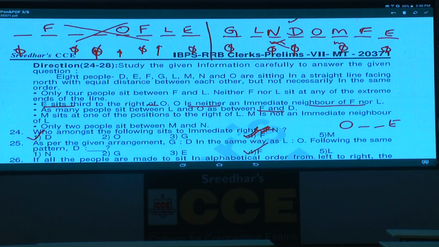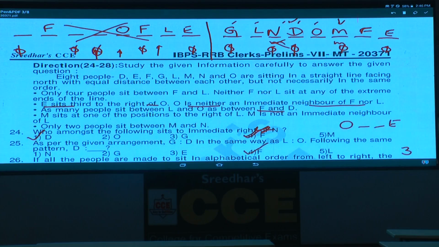D, E, F, G, L, M, N and O. How many persons remain in the same place? Only 1 person. Who is that person? M. Only 1, that is choice 3, and 26 it is choice 3.